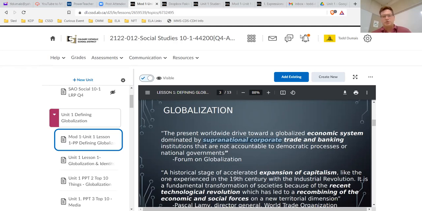Okay, fair enough. So a supranational corporation would be something that dominates the field. Google, for example, dominates the online search and information world. Another one would be Microsoft. Those are supranational corporations. There are multiple corporations, but they dominate a field.